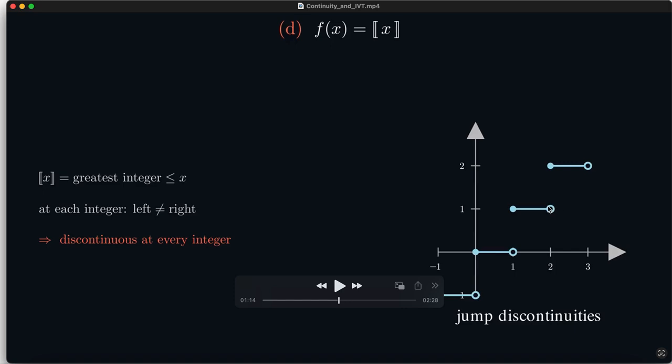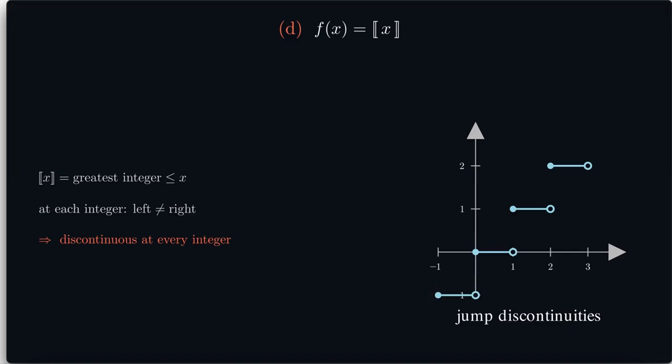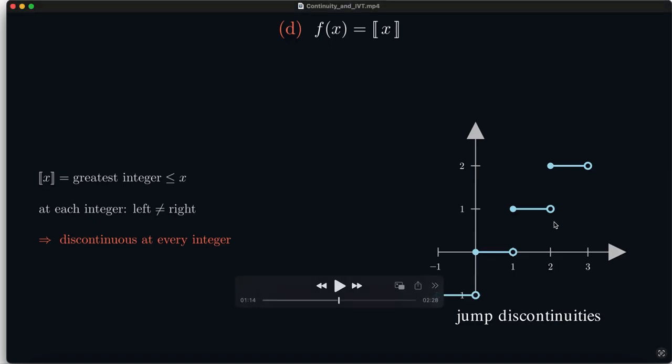At all those points, the limit from the left and the limit from the right are not the same. There's a jump. So the function has an infinite number of places where it's not continuous, namely all the integer points. At all these jumps, the function is not continuous. But between the jumps, the function is continuous.